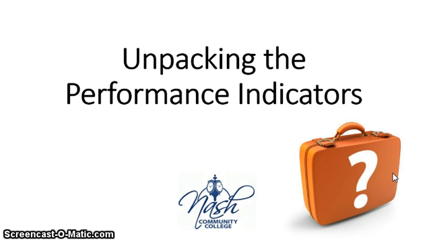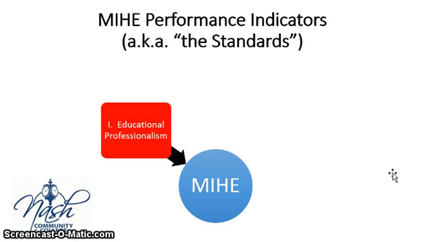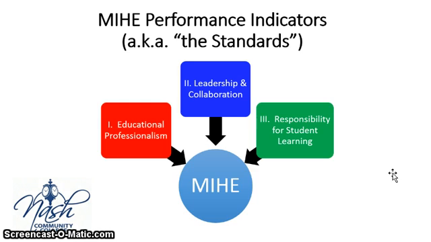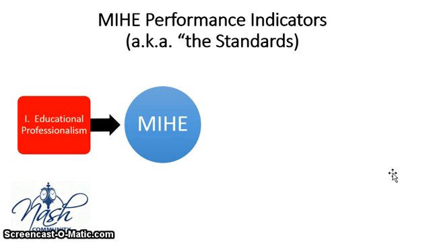So unpacking the performance indicators, there are 3 MIHE performance indicators, the first one being educational professionalism, the second one being leadership and collaboration, and the third one being responsibility for student learning. And being quite honest, the performance indicators overlap each other. So we're going to try to draw discrete boundaries between the three standards, but the truth is we all know that our work overlaps those three areas at all times.